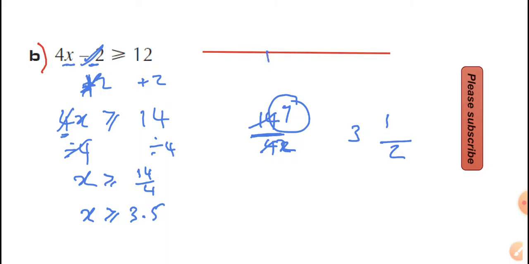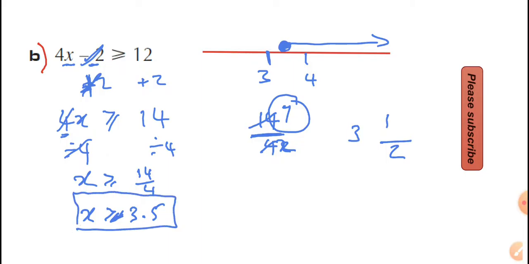How do you do that on the number line? Just write 3 here, then write 4 here. So 3.5 is going to be in between. So draw your circle there. Can you see I've drawn my circle in between 3 and 4. Because it has to be greater than 3.5, the arrow will go this way. And then because I can see the equal sign here, I'm going to shade the circle in. So that's the answer. x has to be greater than or equal to 3.5.